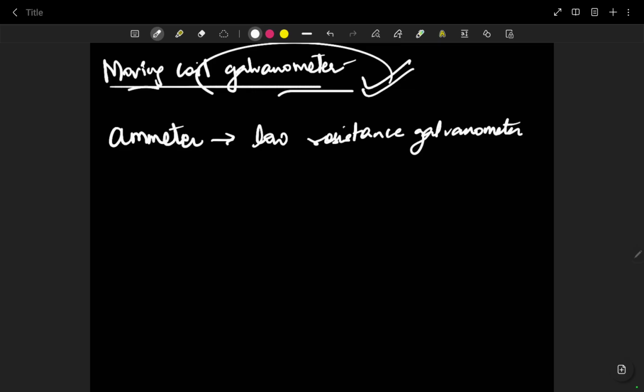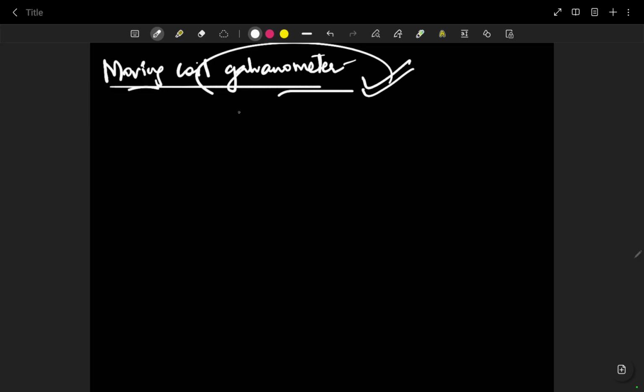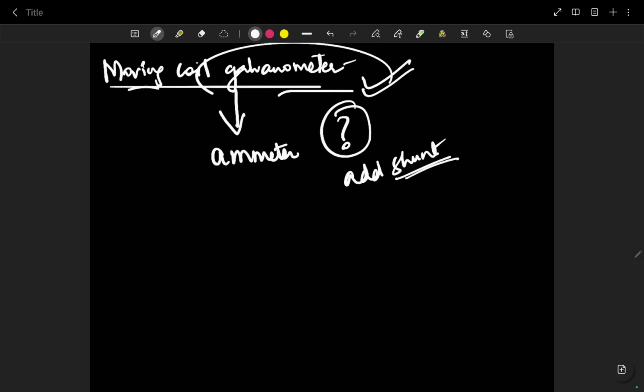So an ammeter is essentially a galvanometer with a low value shunt resistor connected in parallel to it, right? This allows it to measure the current accurately, as we have used it in labs in our previous classes. And to make a moving coil galvanometer into an ammeter, what do you think you have to do? You will have to add a shunt to this moving coil galvanometer. Shunt means if any resistor is connected in parallel, we call it a shunt. Okay.